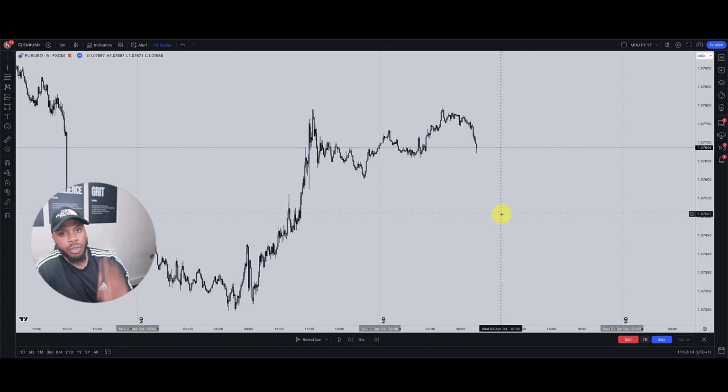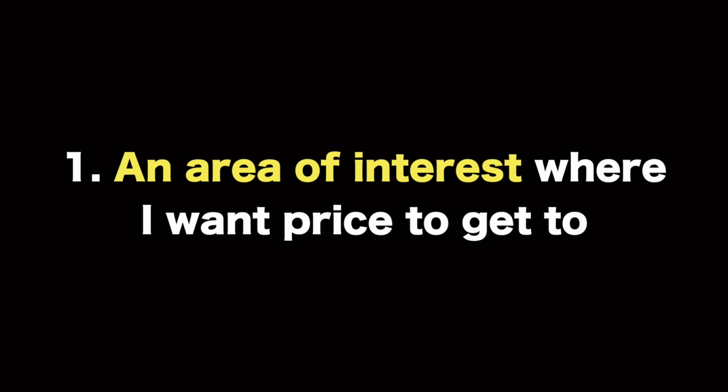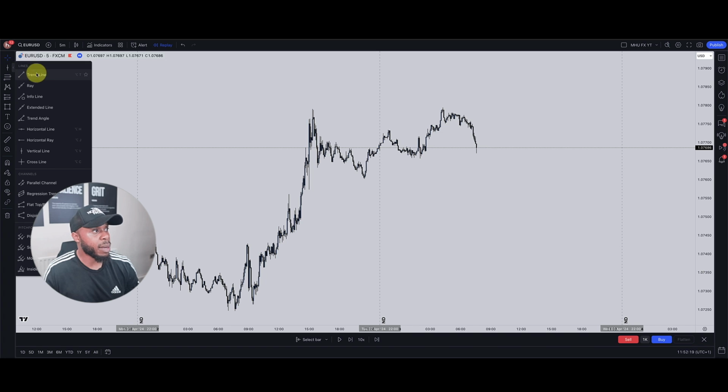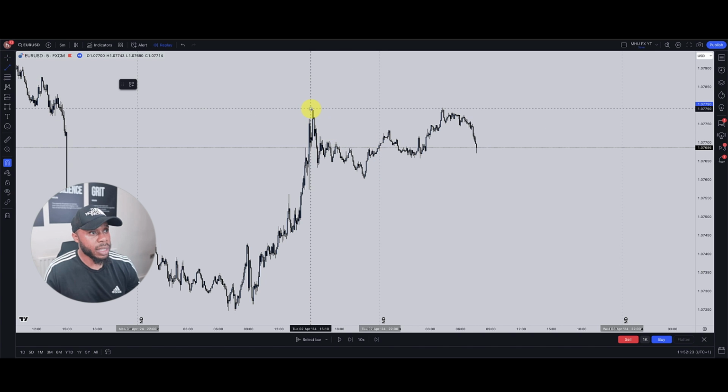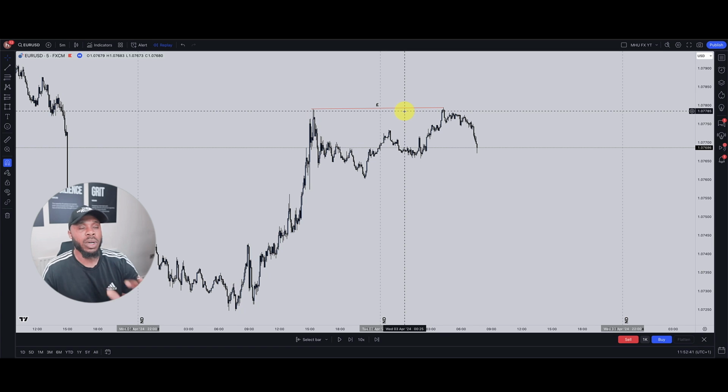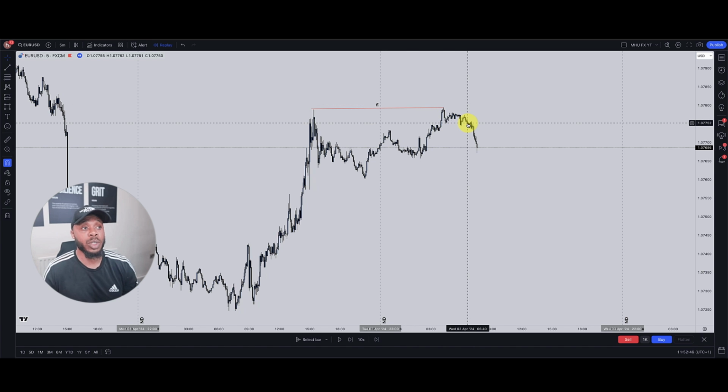So now when it comes to the 3 core elements, this is what I like to see. First, I need to have an area of interest where I want price to get to. Here we can see that if I bring out this line tool, mark up from this high to this high, this is relative equal highs. And so this is one of the things I want to see. I want to know that there is an area where price is going to be drawn towards.